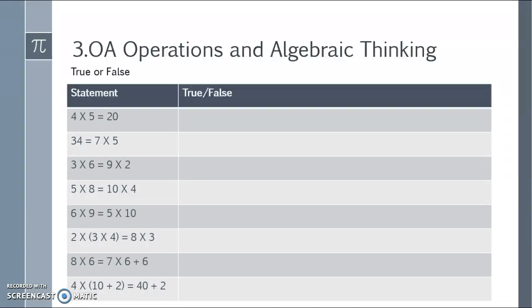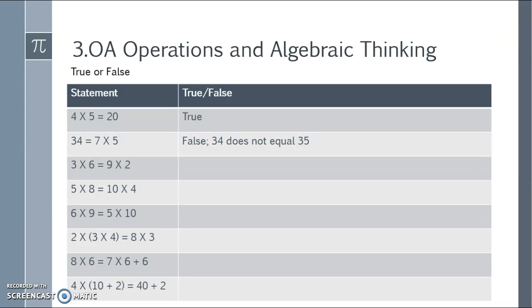True or false statements. So I've got a list of them here, and we're going to talk through each one if they're true or if they are false. So 4 groups of 5, does that give us 20? True. Is 34 equal to 7 groups of 5? False. 34 does not equal what it should be, 35.